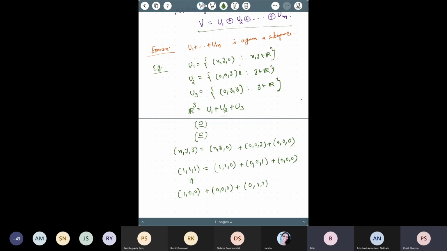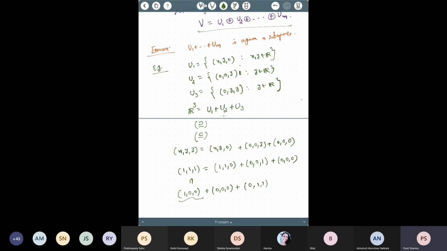So here (1, 0, 0) does not belong to any subspace? This belongs to U1, right? Okay sir, yes sir. So you can see that this (1, 1, 1) can be written in two different forms of elements from the sum U1 plus U2 plus U3, and therefore you cannot say that every element in V, or in R3, can be written uniquely as a sum of elements from U1, U2 and U3, and therefore this is not a direct sum.